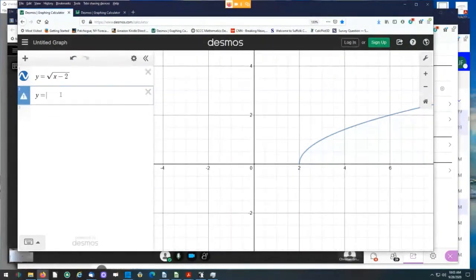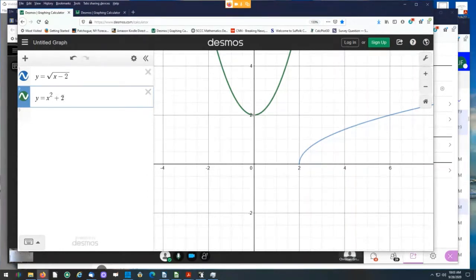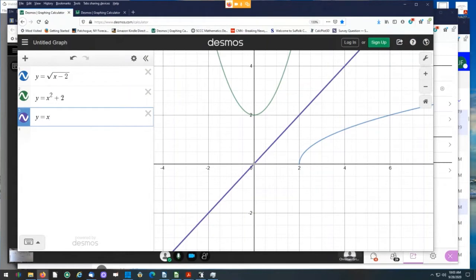y equal to x squared plus 2. Take a look at that function. And let's just throw in, for the sake of it, y equal to x. And you might notice something here. If I ignore the green graph to the left of x equal to 0 and just have this portion over here, and if I rotate it about the line y equal to x, I will get the blue graph.